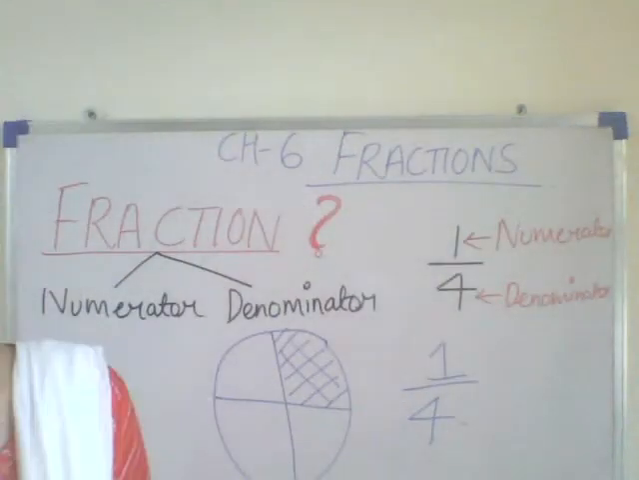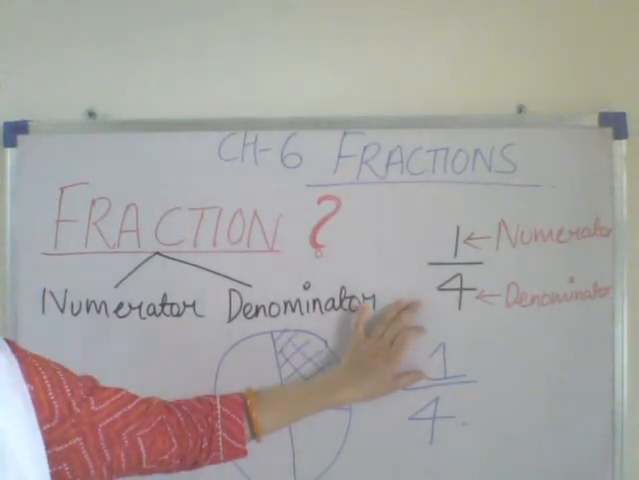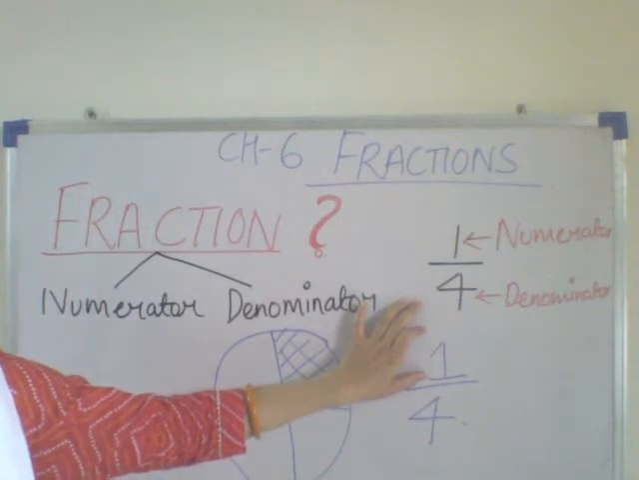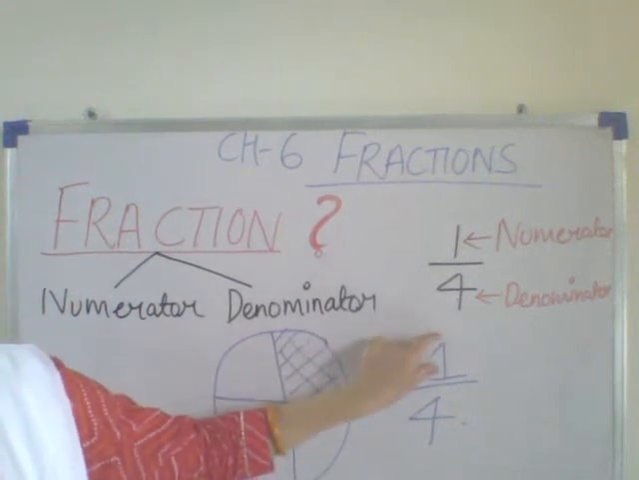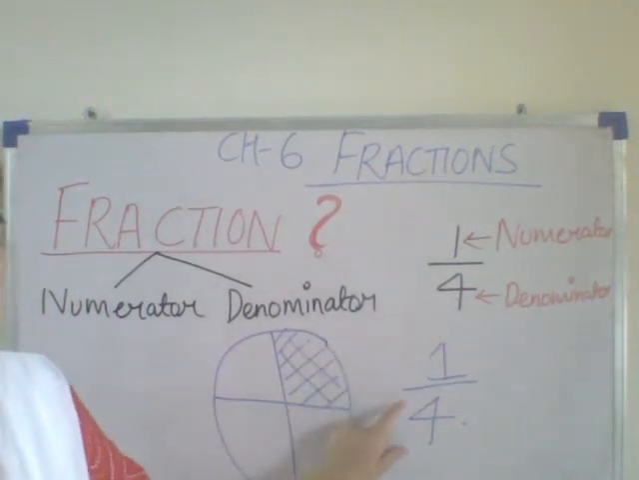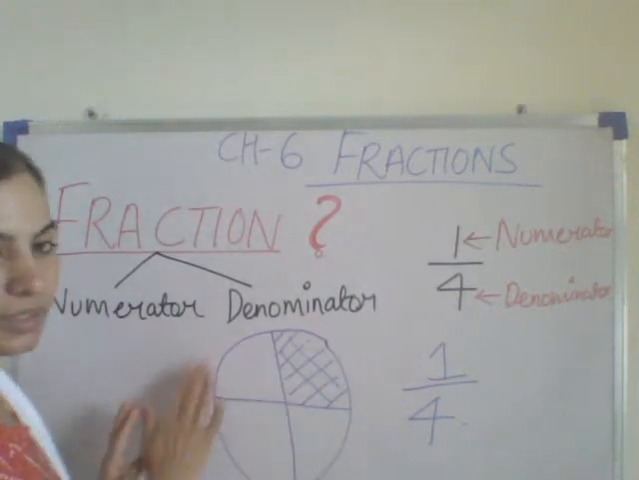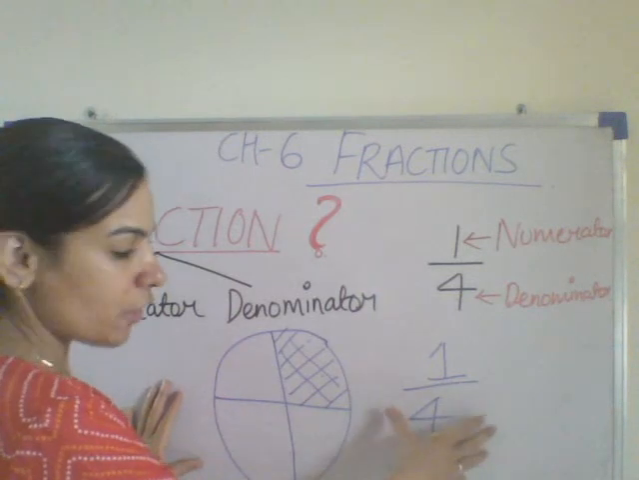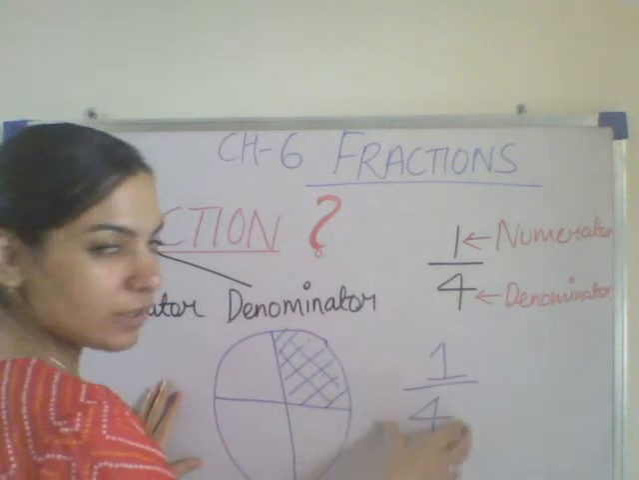So this is the numerator. The numerator tells us how many of the equal parts have been taken. And what does the denominator tell us? The denominator tells us how many equal parts there are in a whole. Here in a whole, how many equal parts are there? 4. Of this 4, I have taken 1 part. So I will write it as 1/4.